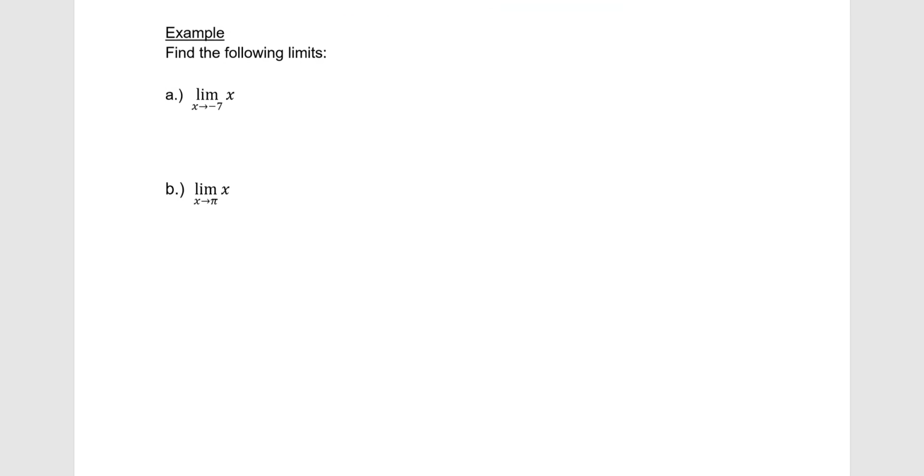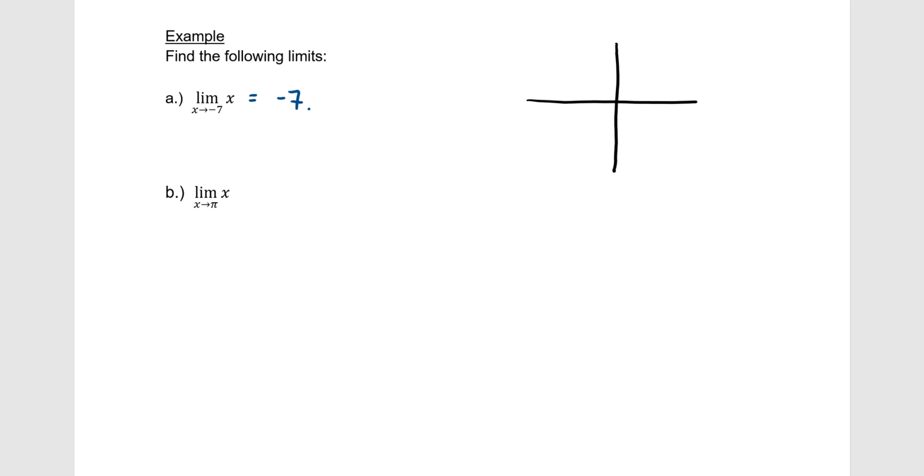Okay, so let's go ahead and see an example. Let's find the limit of x as x approaches -7. Based on what we just learned, the answer is -7. Okay, and then graphically, let's take a look. If we had y equals x, and we had -7 for x, and this is what it's approaching as x approaches -7, then that y value will also be -7 because y equals x.